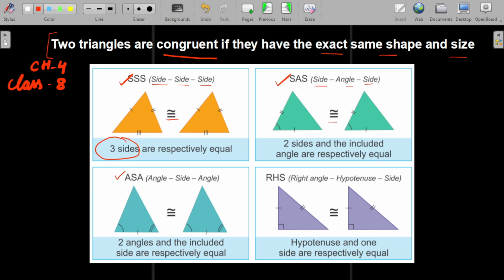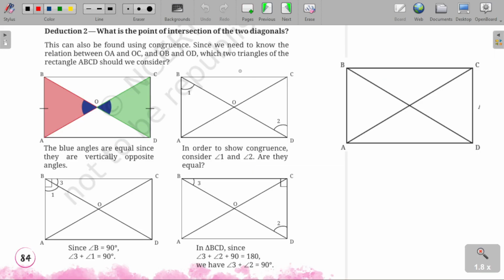Then ASA, that is angle, side, angle, where two angles and the side included between them are equal, so it leads us to the congruency. And lastly is the RHS, right angle, hypotenuse, side, where the hypotenuse and one side should be equal. So these are the four properties that we have used in deducing some major rectangle properties. Today we are continuing with deduction number 2.